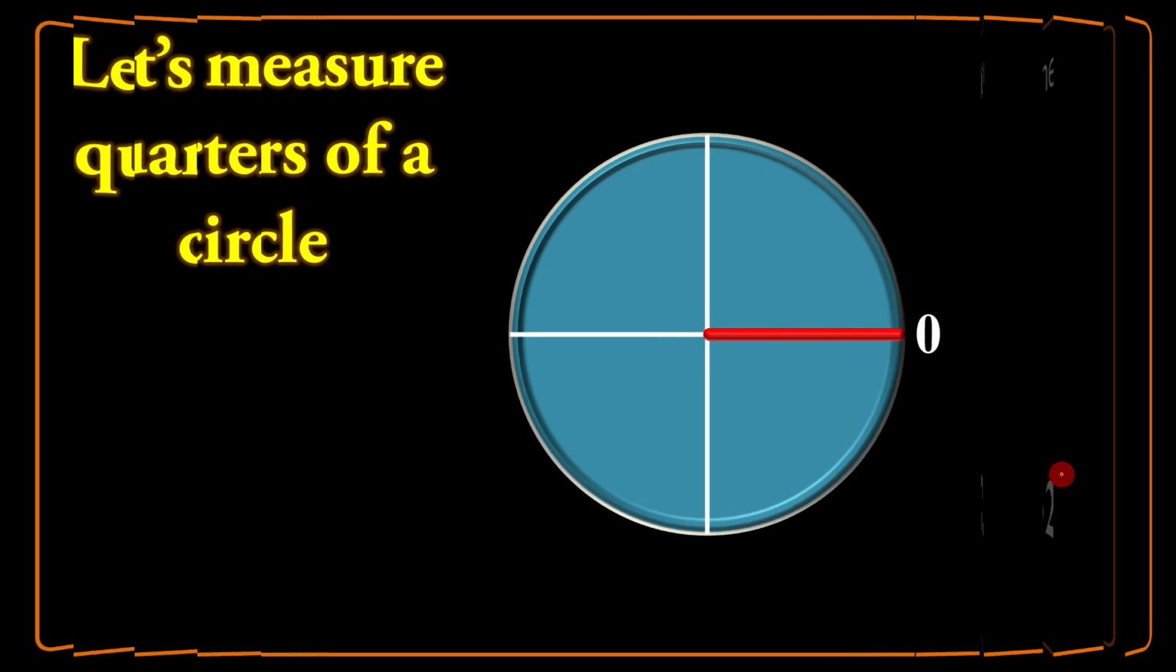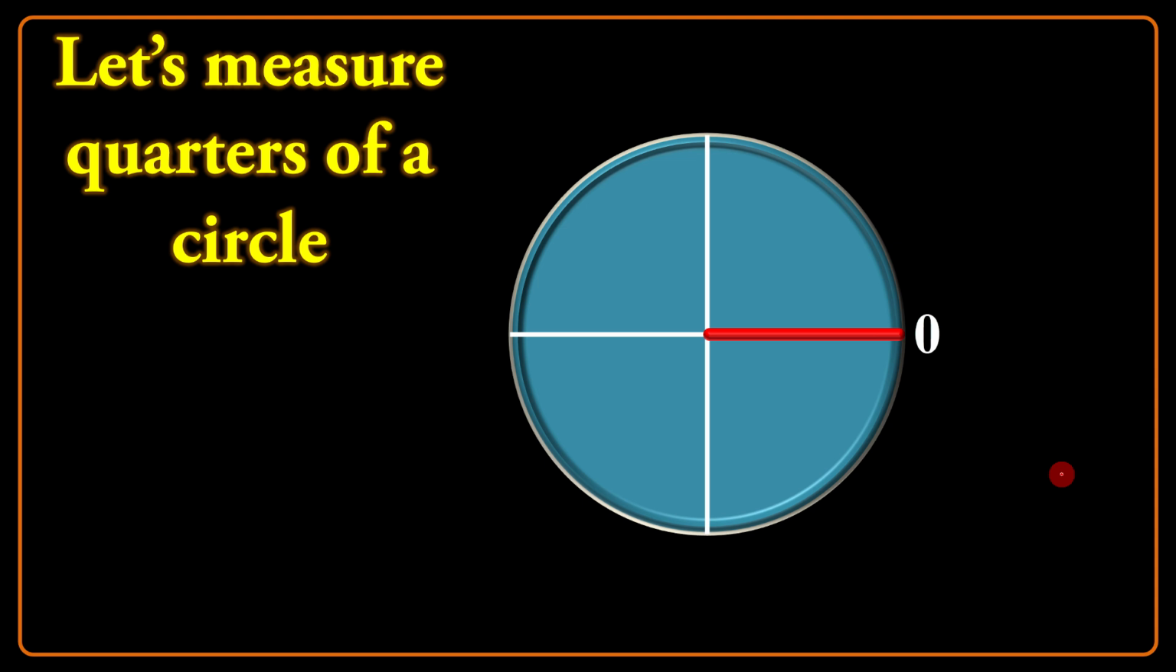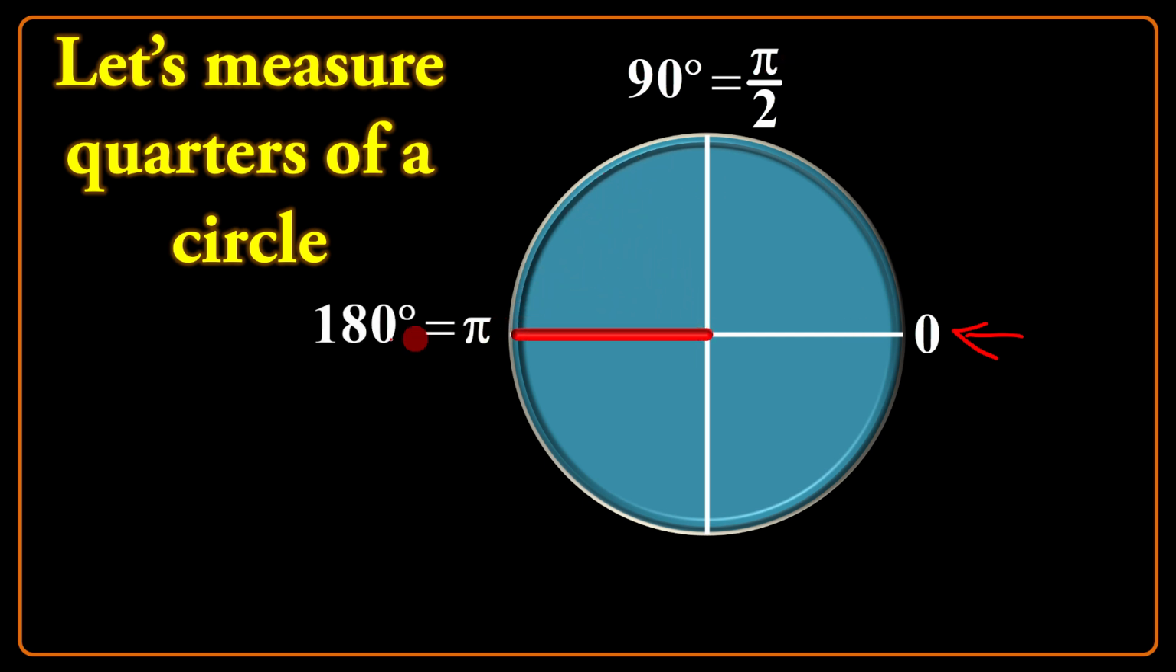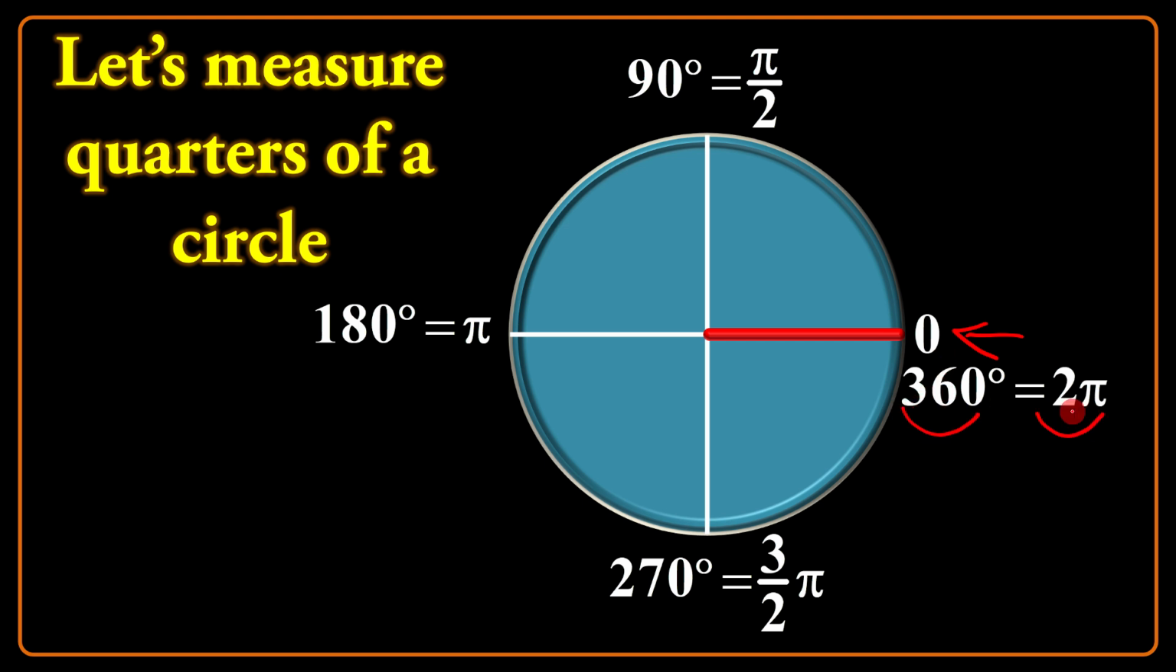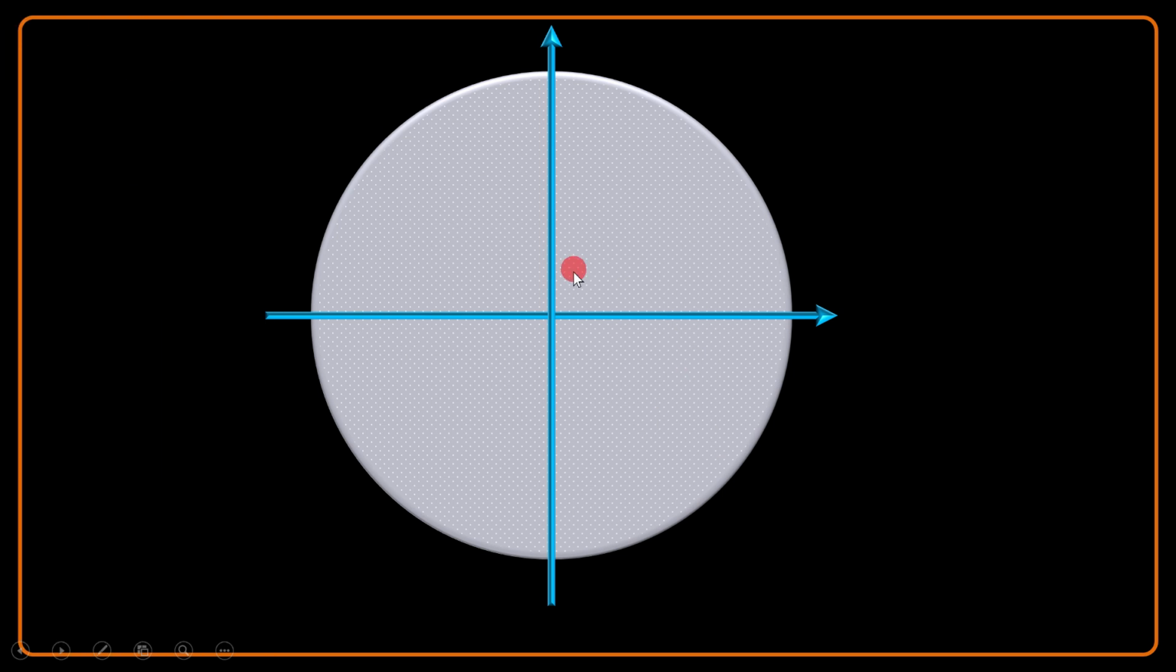Okay? Let's continue with measuring quarters of a circle. Let's scan a circle quarter by quarter. I start from here. Then I go for 1 quarter. Here I will have 90 degrees, which is pi over 2. Half of a circle, 180 degrees, which is equivalent to pi. And then I go a quarter more. It's 270 degrees, which is 3 over 2 of pi. And if I go back to the initial state, it will be round the circle, which is 360 degrees or 2 pi in radians.